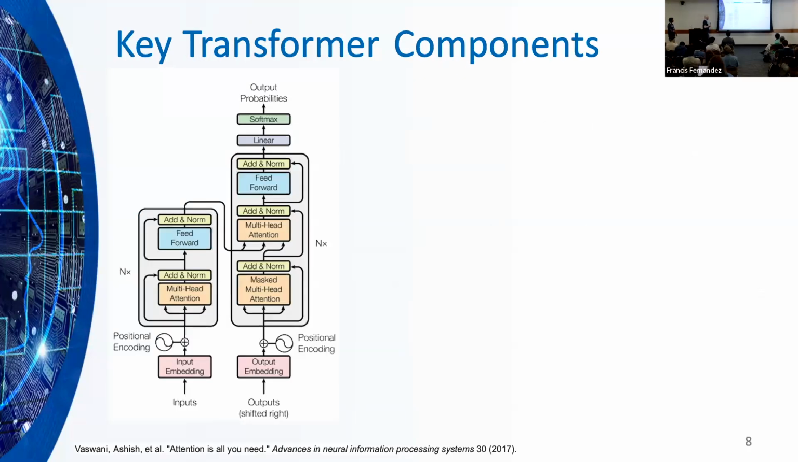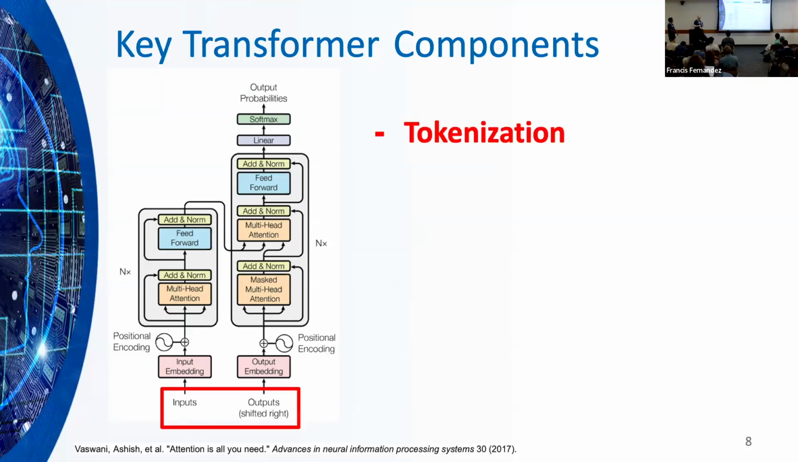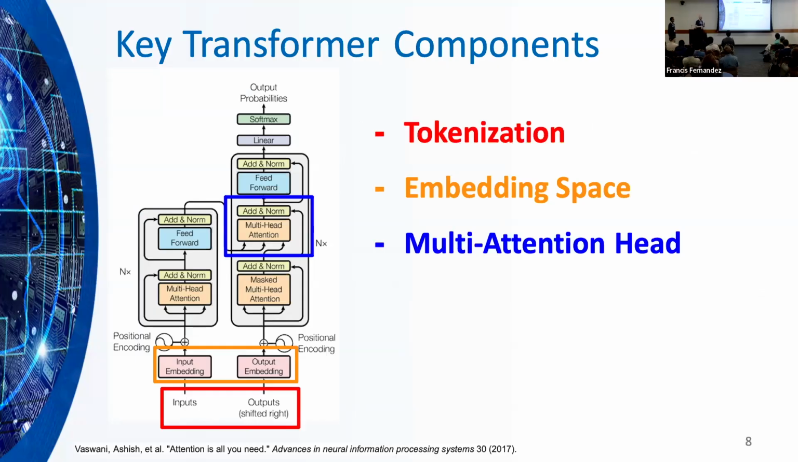We can think back to the figure that was given in tutorial 2 for the original transformer, where we have some key features such as the tokenization of the inputs, the embedding of those tokens into some embedding space, and the multi-attention head that is the highlight of the transformer architecture.